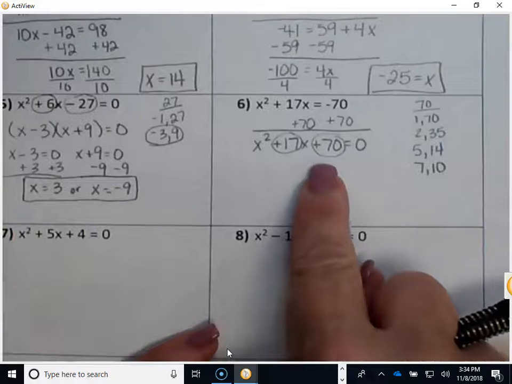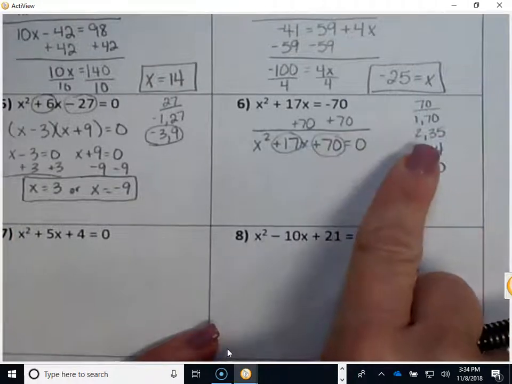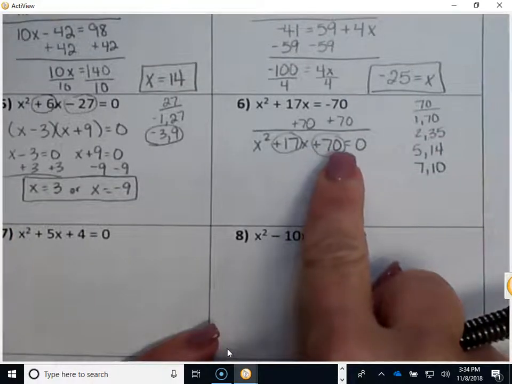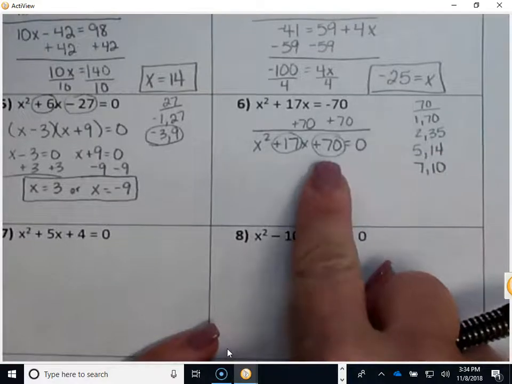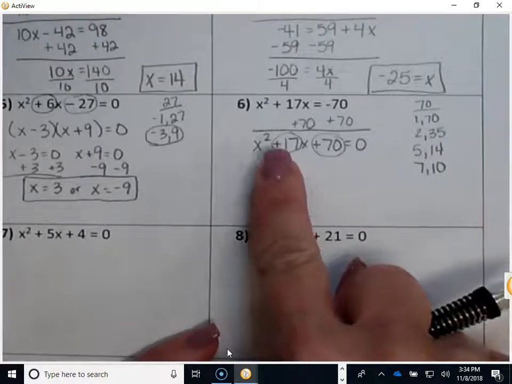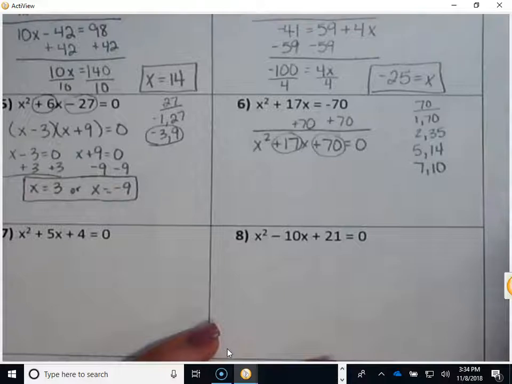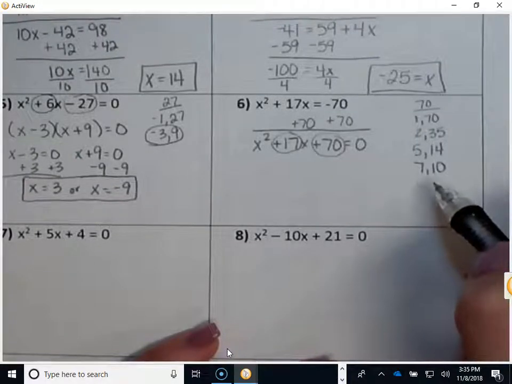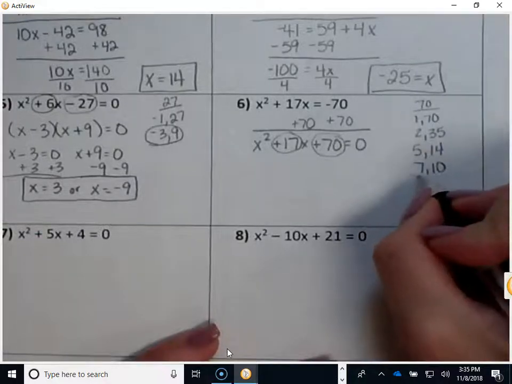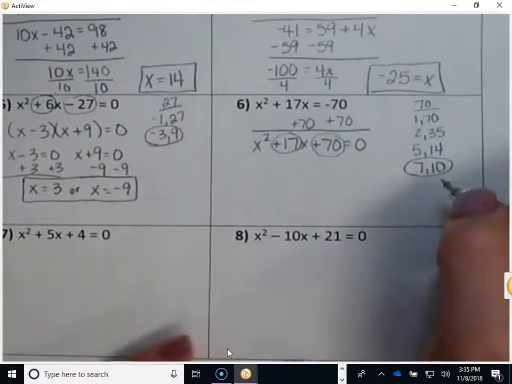Since this is a positive 70, either both numbers have to be positive to get me that positive 70 when I multiply them, or both have to be negative, because a negative times a negative does get me a positive. So then I check here to see what sign this is. Since that's positive, then they'll both be positive. All right, so now I just need the two numbers that will add up to give me 17. And in this case, 7 and 10 will add up there.